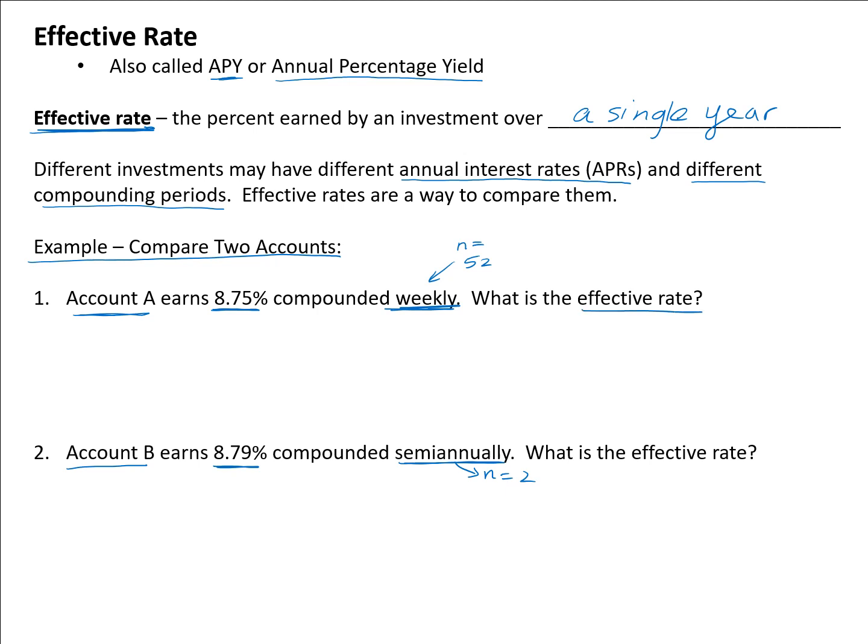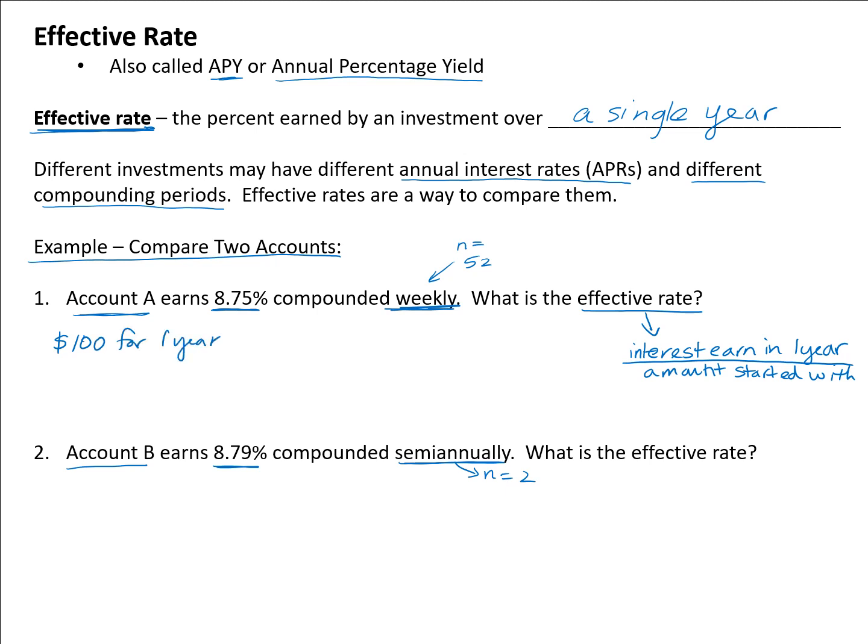Now, effective rate is basically going to be the interest you earn during a single year, in 1 year, divided by the amount you started with. To actually work that out, we need to figure out how much interest we earn in a year. Now, in these two problems, I haven't said what we start with. It turns out it doesn't matter how much money we start with. So let's choose a nice, easy number to work with. Let's say we invest $100 for 1 year.